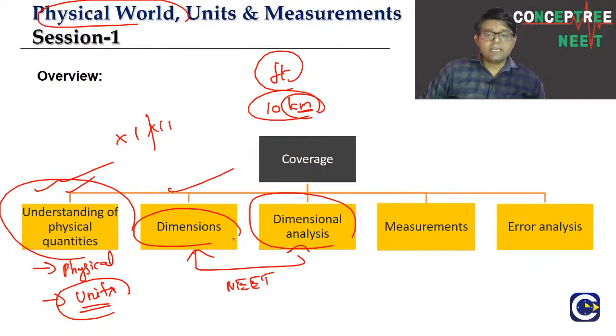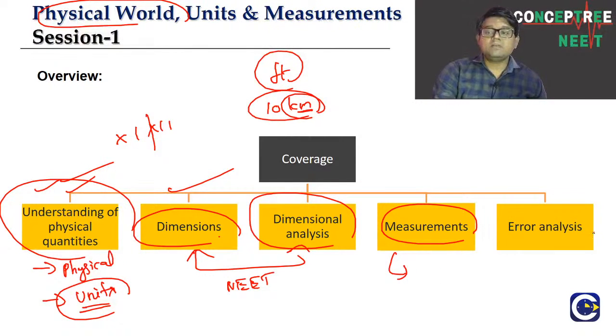Dimensions are there for the physical quantity. We will learn about it. For every physical quantity, we will be able to give the dimensions. So we will learn about what dimensions are and what this dimensional analysis is. Then we will talk about how we measure things, how we take the readings, how we observe these recordings.